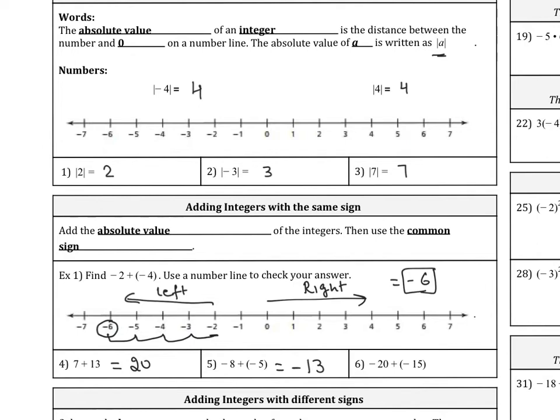Now let's look at number 6, -20 plus -15. When you see two negatives, it's the same as number 5. You're adding them, but you're keeping the negative sign. So we just add them normally. 20 plus 15 is 35. And you keep the negative sign.